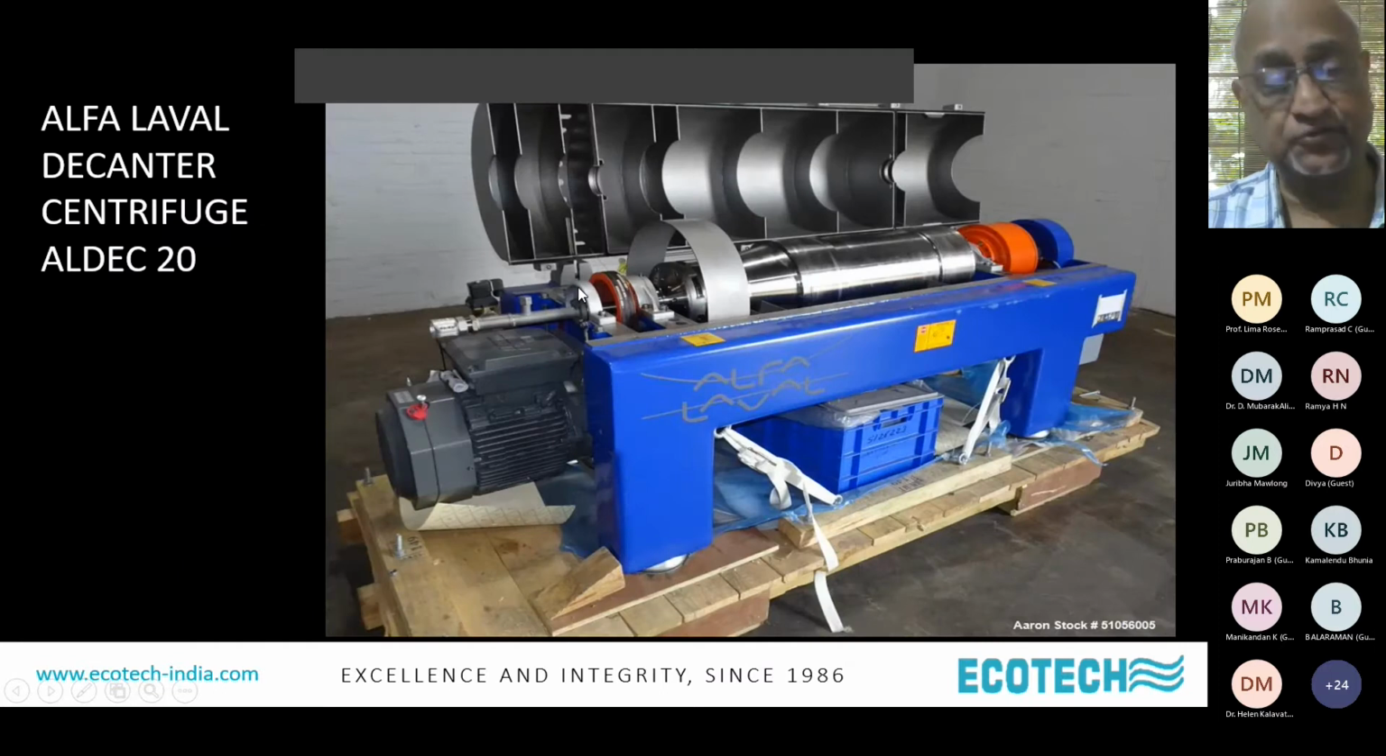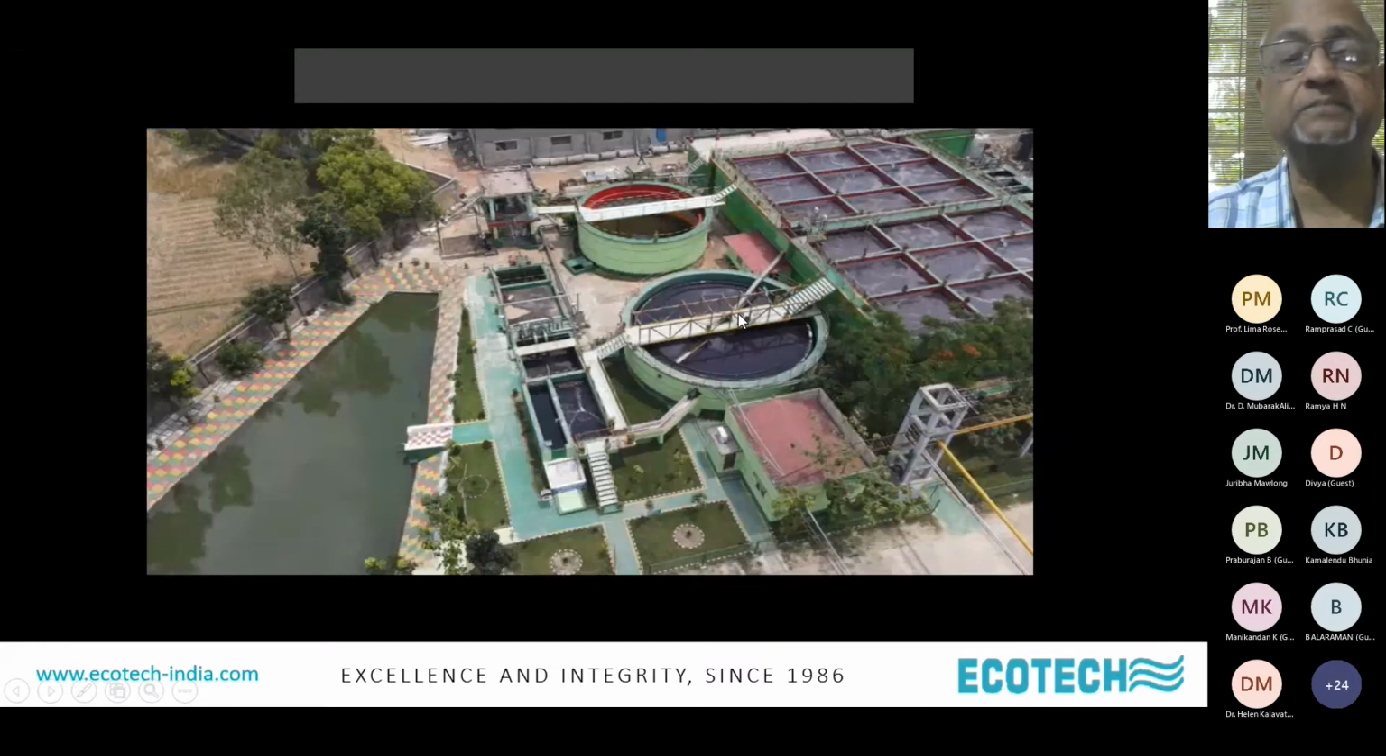This is the decanter centrifuge which we used, Aldec 20, alpha level, 4 to 5 cubic meter per hour is the capacity. This is the alpha level decanter centrifuge. Very, very compact, very effective, very good machine.